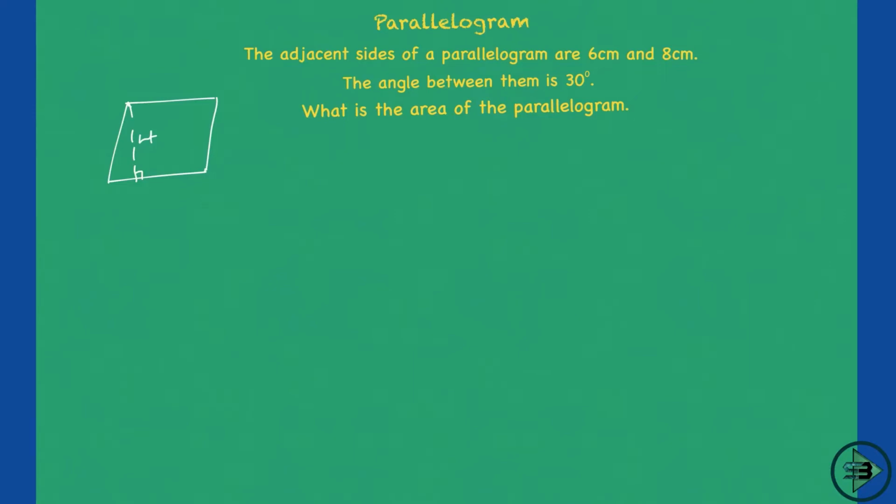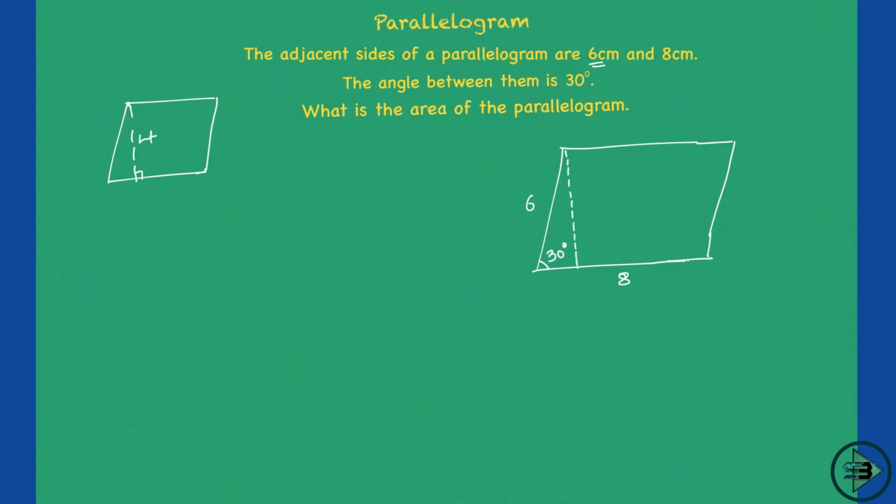So let's start. The adjacent sides of a parallelogram are 8 and 6. So if I draw a parallelogram like this, the adjacent sides are given as 6 and 8. The angle between them is 30 degrees. Find the area of the parallelogram. So area of a parallelogram is nothing but base into the height.